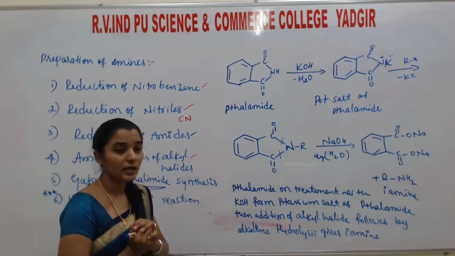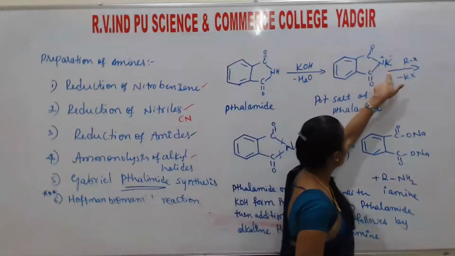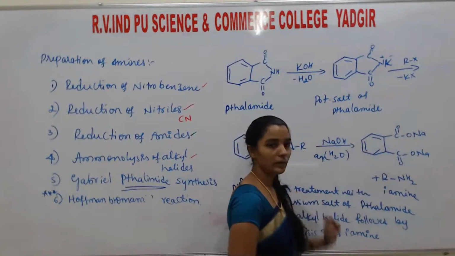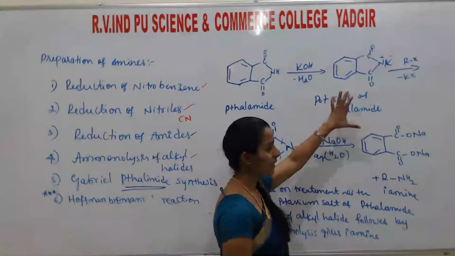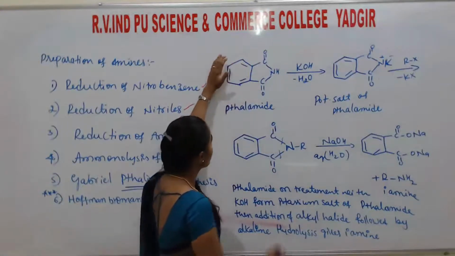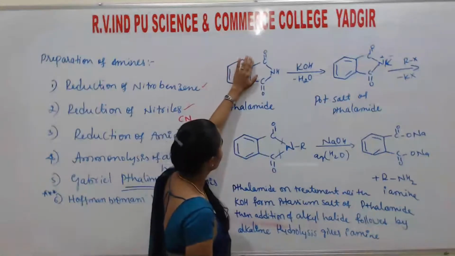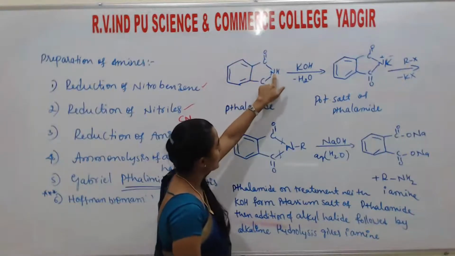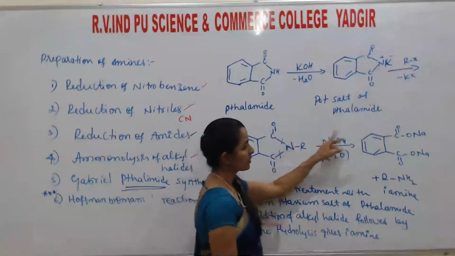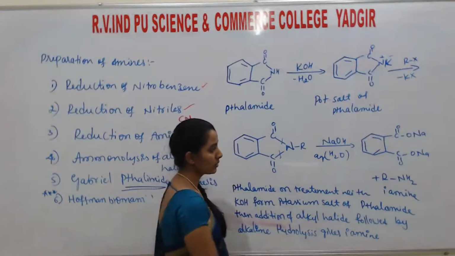The reaction occurs only here, on the N of the bulkier group. NH changes to NK, NK changes to NR, NR changes to ONa, and by breaking this bond you get the primary amine. The reaction does not take place on the benzene ring, which is simply a bulky group. Bulk means big. It takes place only here.